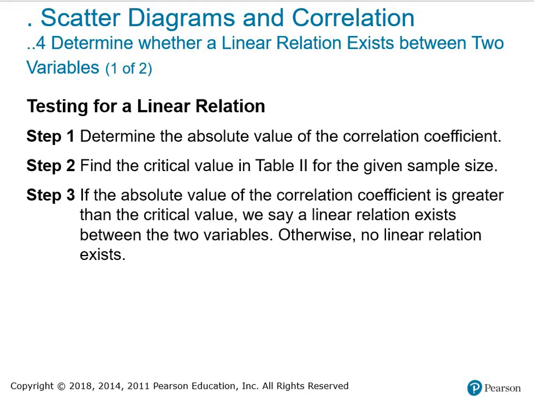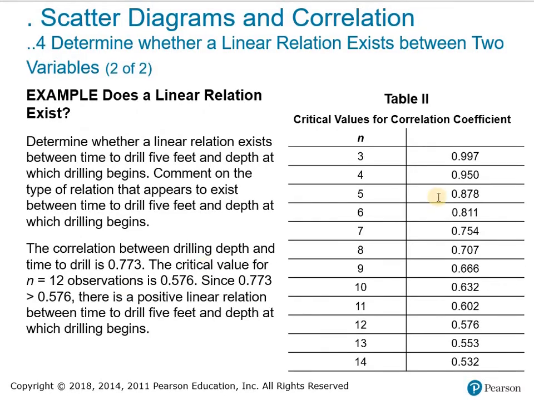First step is to determine the absolute value of the correlation coefficient, meaning we're going to only look at the positive value of R. The next step is to find the critical value in the table that I'm going to show you in a minute for the given sample size. And then, if the absolute value of the correlation coefficient is greater than the critical value, we say a linear relation exists between the two variables, otherwise no linear relation exists. The table that I'm talking about is this table. This is the critical values for correlation coefficients.